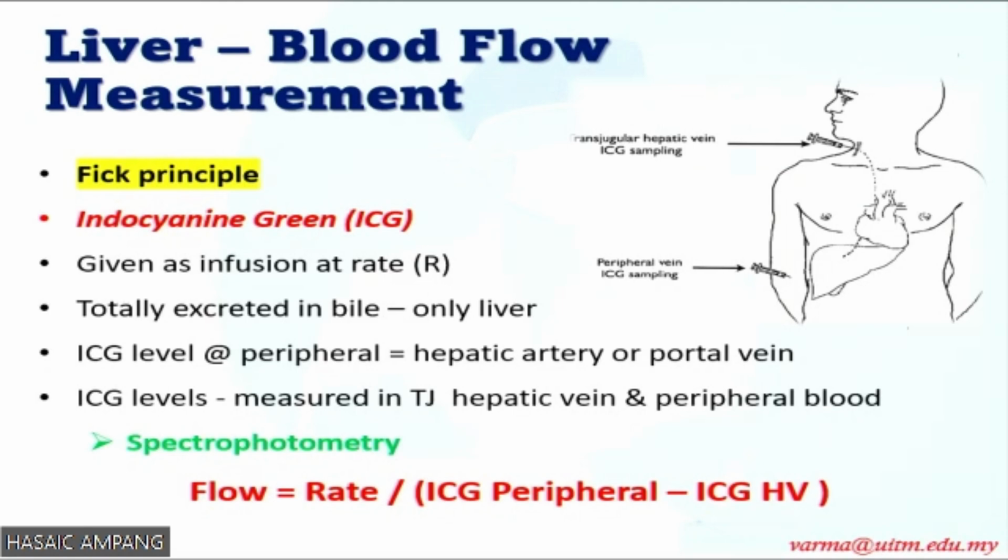So since it's only excreted in the bile, you give blood infusion rate, and after some time you take sampling from your blood, it's the same because whatever you gave is still circulating, it's not metabolized, right? So that part. Then ICG level is measured in transjugular hepatic vein and peripheral. So you take one from peripheral, one from your central venous line. Okay, transjugular hepatic vein, peripheral. So it follows spectrophotometry. This is how: flow rate divided by ICG peripheral minus ICG HV. Okay, no need to know in detail, just know this much.